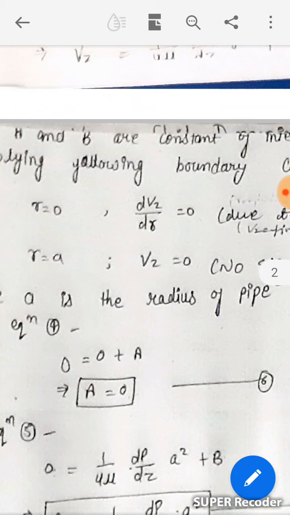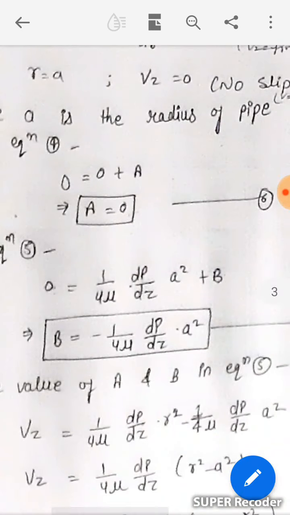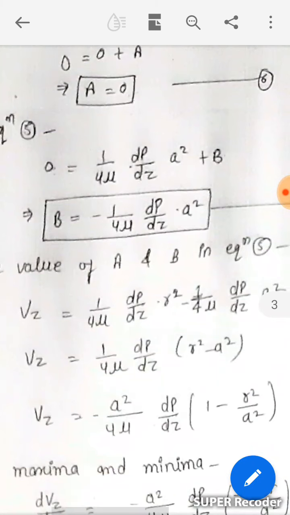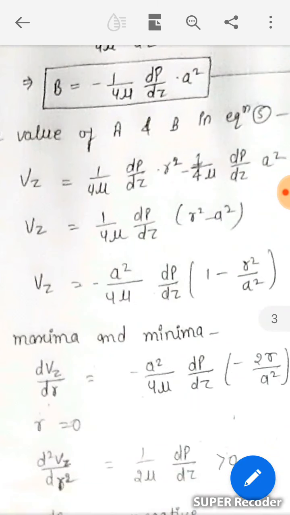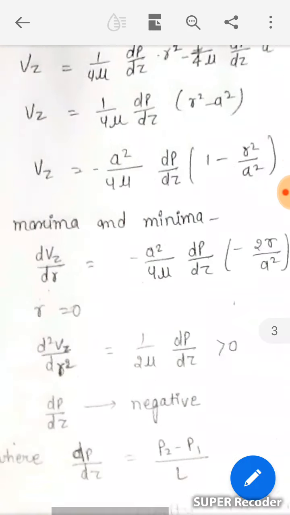Solving the equations we get capital A is equal to 0 and capital B is equal to minus 1 by 4 mu into dp by dz into a square. Put the values of A and B from 6 and 7 in equation number 5. Then we get Vz is equal to 1 by 4 mu dp by dz into r square minus 1 upon 4 mu dp by dz into a square. So Vz is equal to minus a square upon 4 mu dp by dz into 1 minus r square upon a square. This is our equation number 8.